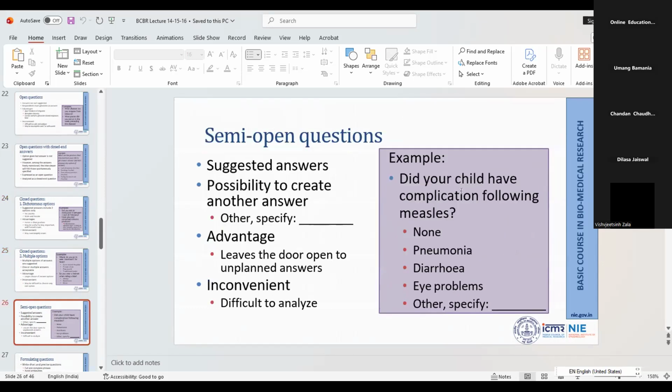The next one is semi-open questions. Here, answers are suggested, and one option is kept for the possibility of creating another answer, like the last option here, others specified. Did your child have complications following measles? Options are given, and the last option is others, specify. The advantage is it leaves the door open to unplanned answers, and sometimes it is difficult to analyze.